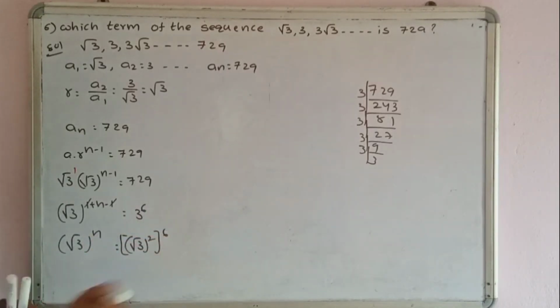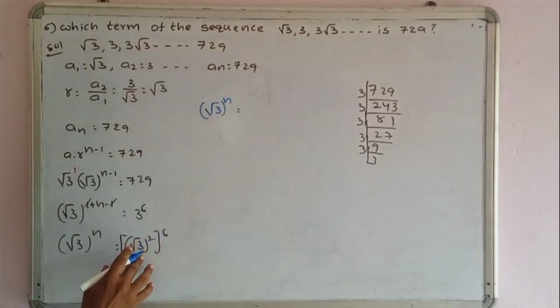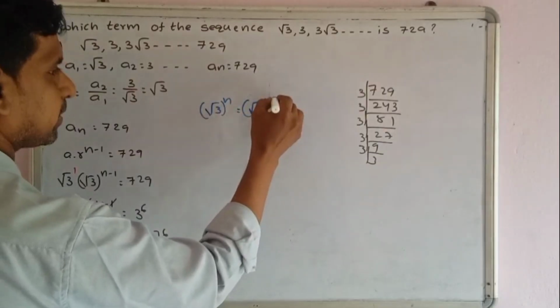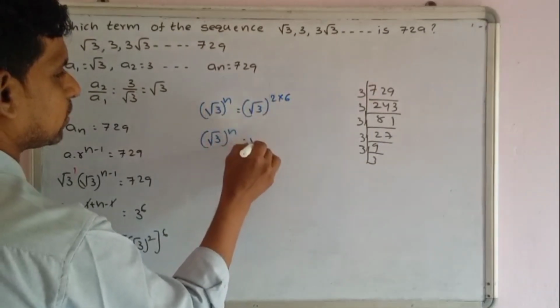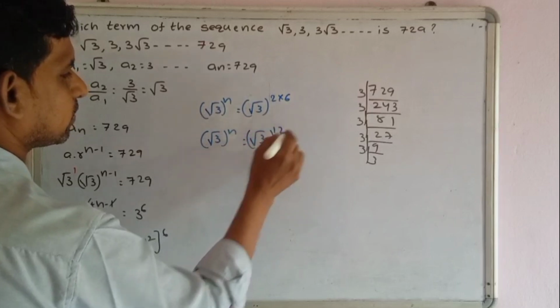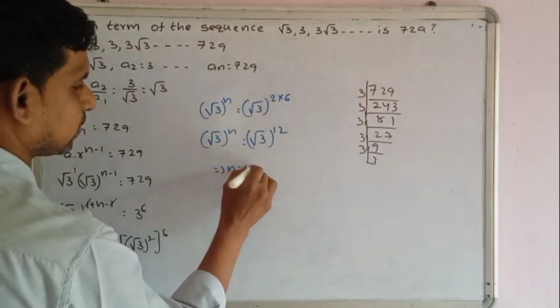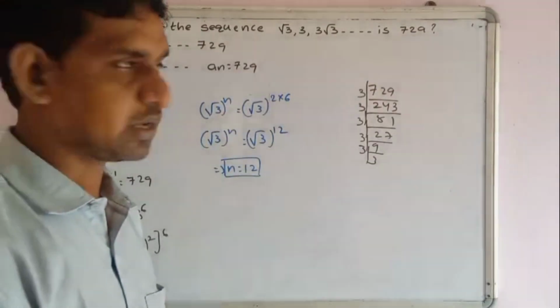So root 3 power n equals root 3 power 12. This is of the form a power m equals a power n, so n equals 12. So yes, the 12th term of the series is 729.